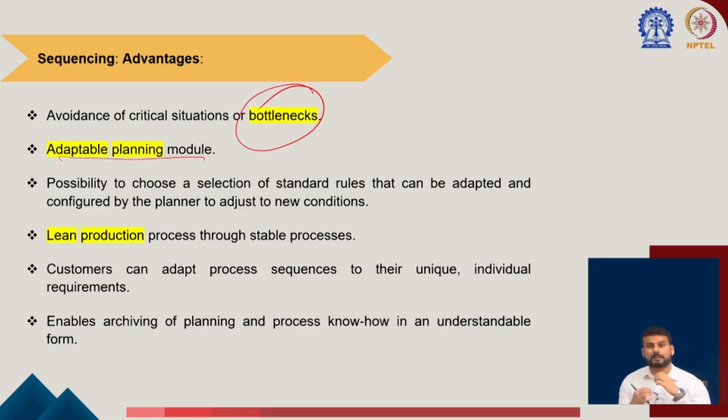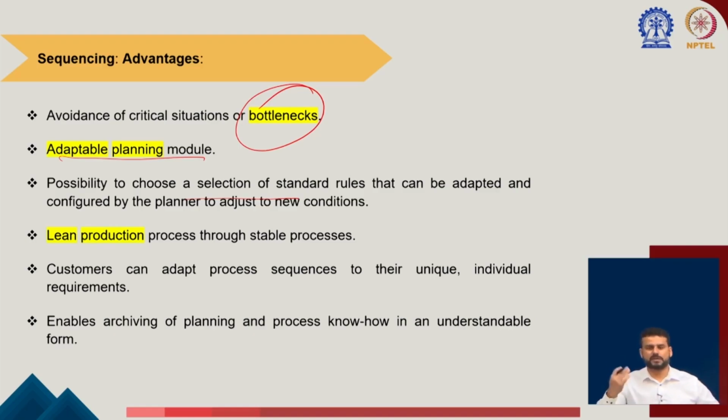Adaptable planning, because when you are using the critical ratio method or the earliest due date, and you are considering due date in your algorithm, that is dynamic. After every day the ratio will change, so every day you can plan your resources that way and sequence the jobs. Another advantage is the possibility to choose a selection of standard rules, so there will be no conflict.